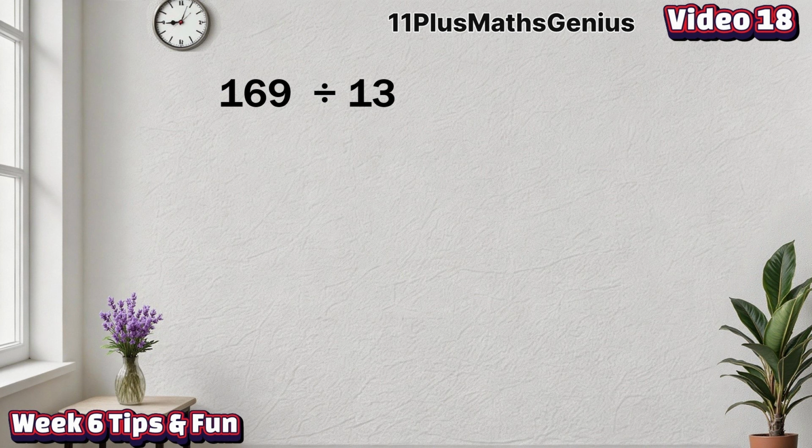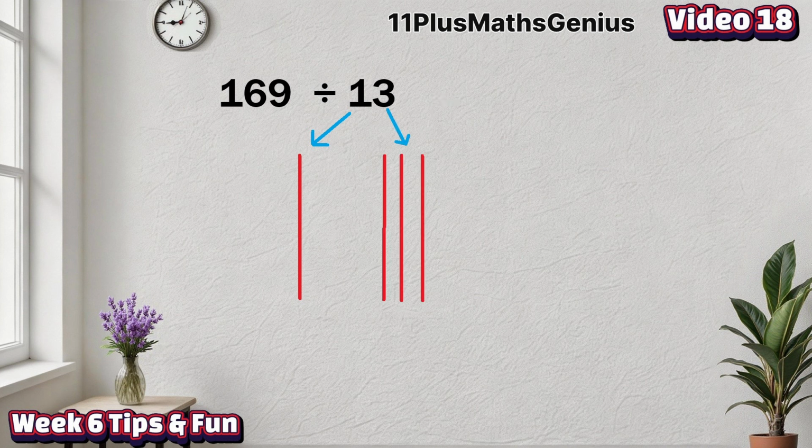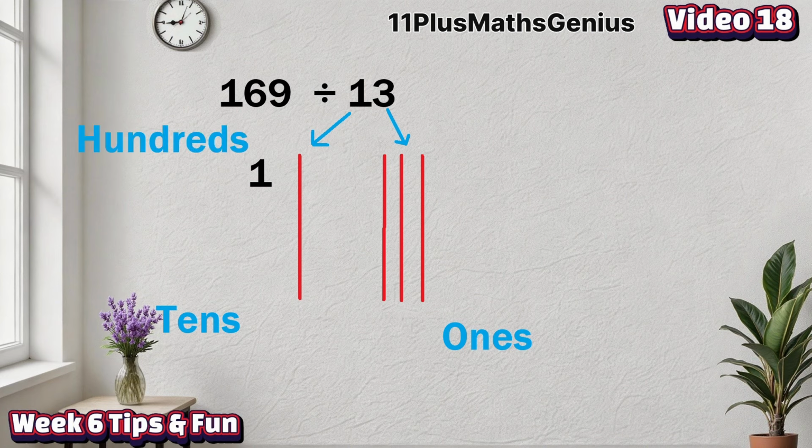169 divided by 13. For divisor 1, we draw one line on the left. And for 3, we draw 3 lines on the right. Now we count points differently here. The bottom right is for ones, the bottom left is for tens, and the top left is for hundreds. Now we put 1 here, 6 here, and 9 here.